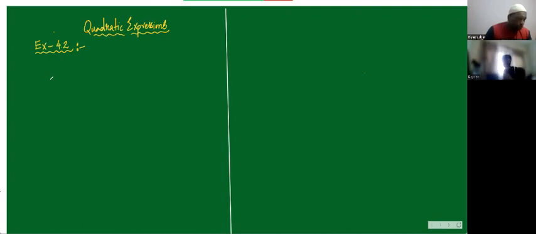We can start from exercise 4.2. Here, some questions ask us to find the roots by using the factorization method. If you know this, I can go to question number 3 directly, because question number 2 is a solved example. Factorization by direct splitting of the middle term, not a formula. If you can do it, fine; otherwise I will do some questions. Okay, so we start with question number 3 directly.